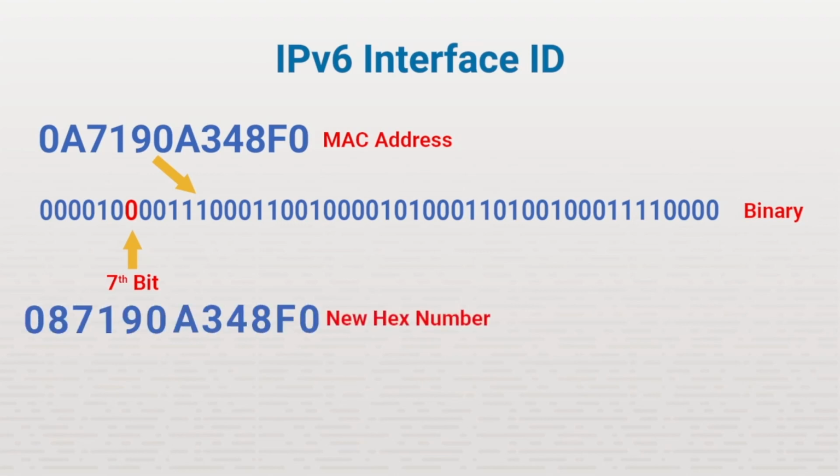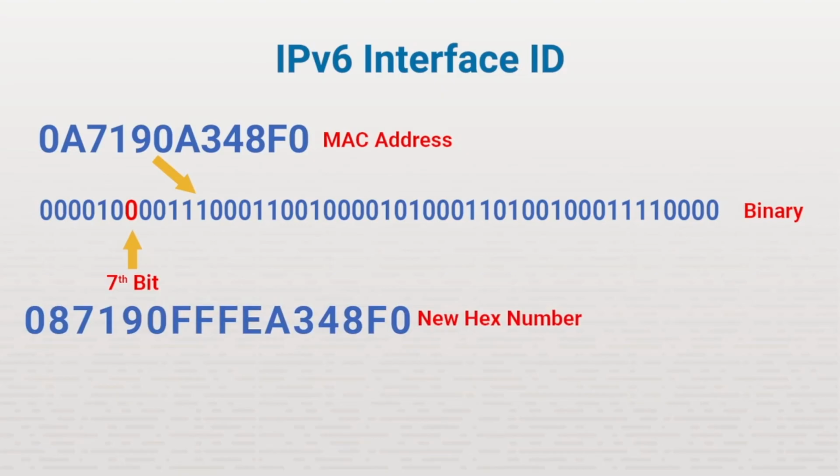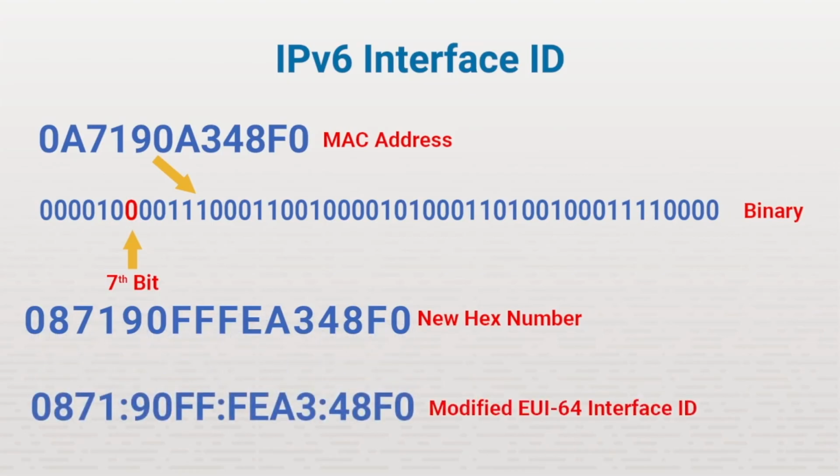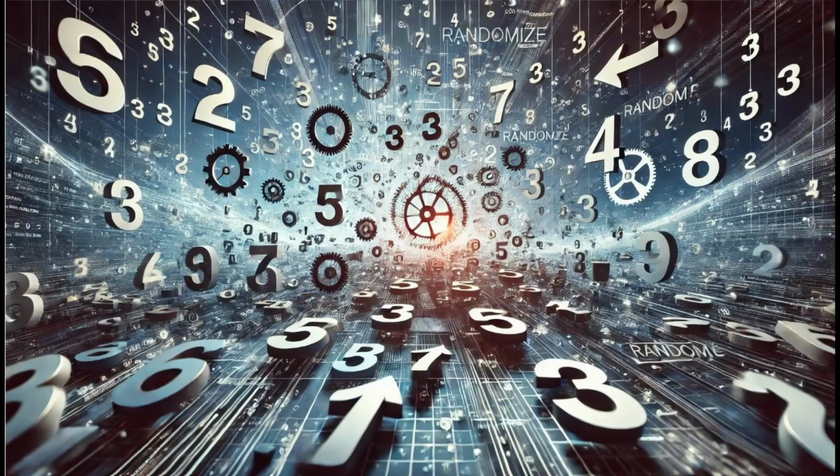But this is still only a 48-bit address, so the value of FFFE is inserted in the middle, which brings our length to the required 64 bits. If we insert the colons in the right place, we see that we now have our IPv6 interface ID. Using the MAC address to generate the interface ID almost guarantees that the IPv6 interface ID will be unique. The interface ID can also be generated using a special algorithm that randomizes its numbers.